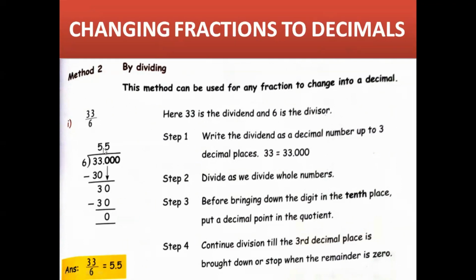See here, 6 fives are 30, the nearest number. 33 minus 30, the difference is 3. Step 3. Before bringing down the digit in the tenths place, put a decimal point in the quotient. After that, bring 0 down. 6 fives are 30. 30 minus 30 is 0. The remainder is 0. The quotient is 5.5.